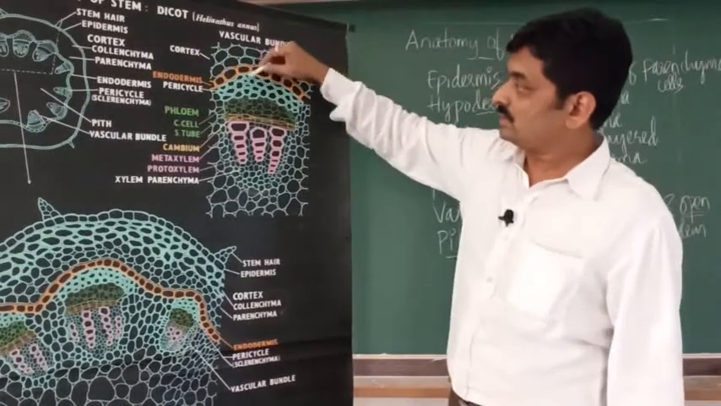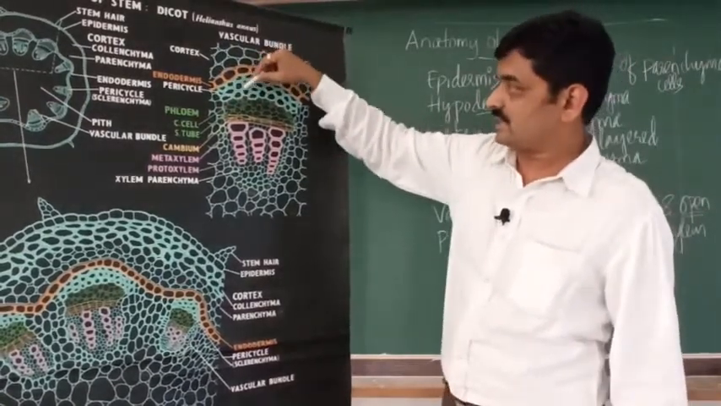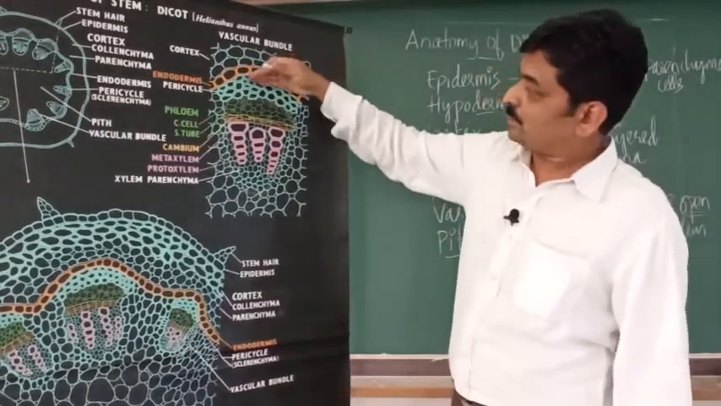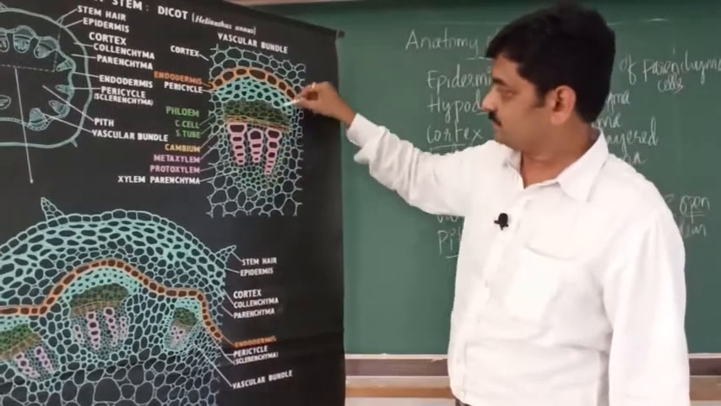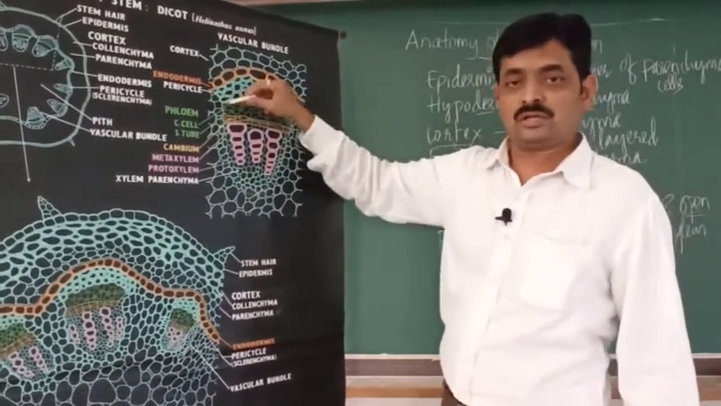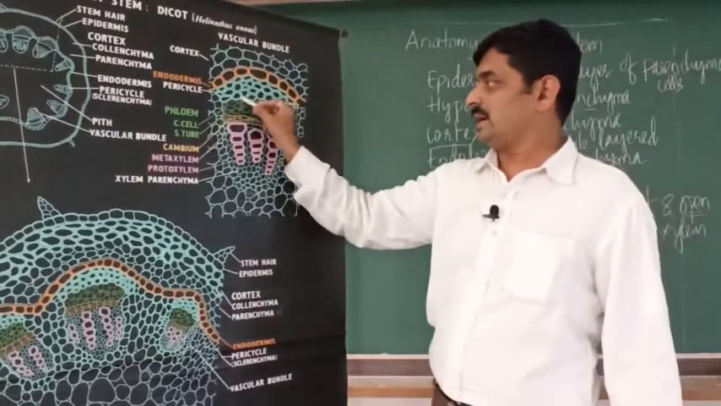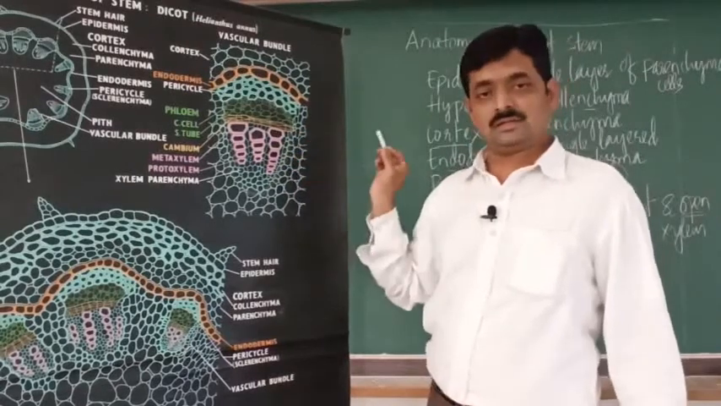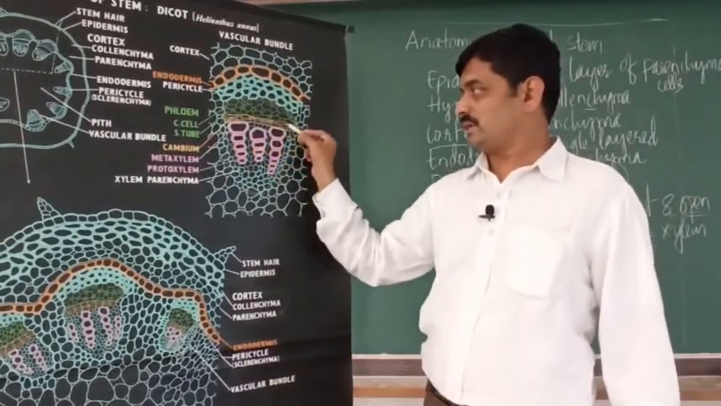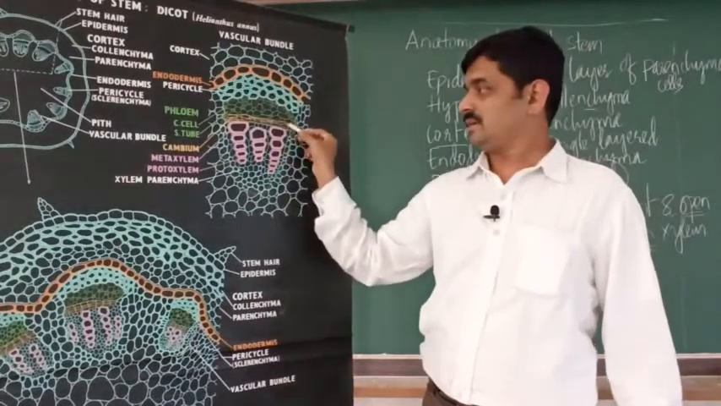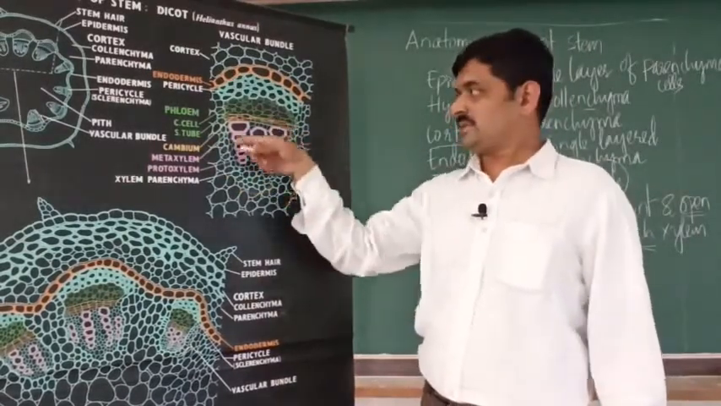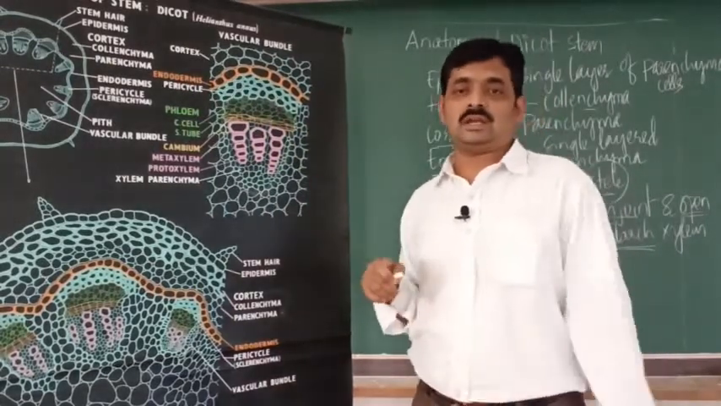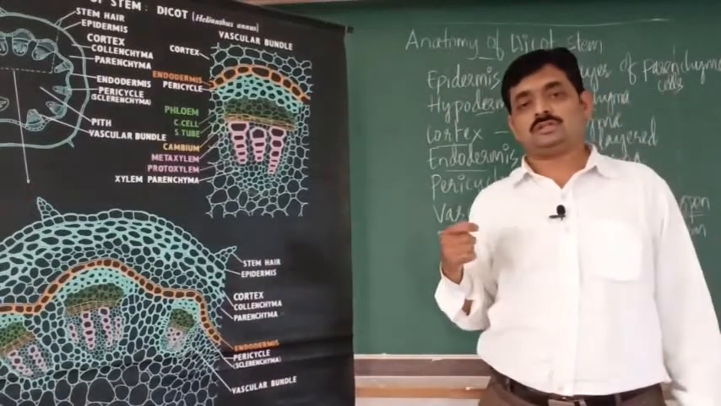Here you can see this mass of cells, it is the pericycle, which is composed of sclerenchyma. Below pericycle, this complete part here is the vascular bundle. The green part in the vascular bundle is phloem. The pink vessels are xylem, and this yellow tissue between phloem and xylem is the cambium. So the vascular bundle here is conjoint and open, whereas the xylem is endarch. So that is about the anatomy of a dicot stem.